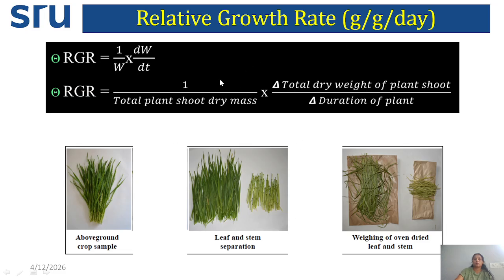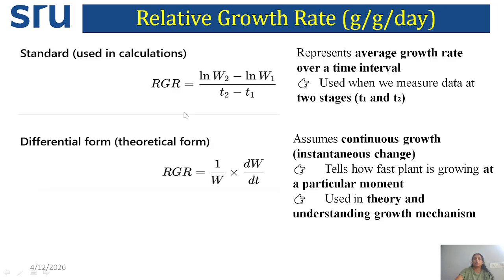We already discussed in this lecture that growth takes a shaped curve, which means it shows exponential growth. It's not a linear growth. So over a short period of time we can use this formula. Otherwise, we need to measure ln W2 minus ln W1 divided by t2 minus t1. This gives you the relative growth rate in a standard way for a longer time period. For a short time period, the theoretical formula is 1 by W dW by dt.